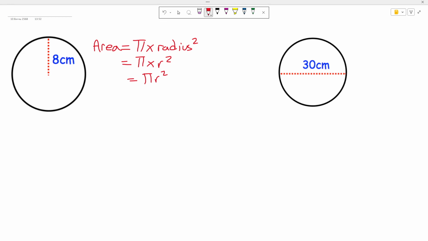Now if you don't know what the radius is, it's a line segment from the center of the circle going to any part of the circle. So it must hit any point on the circumference of the circle.